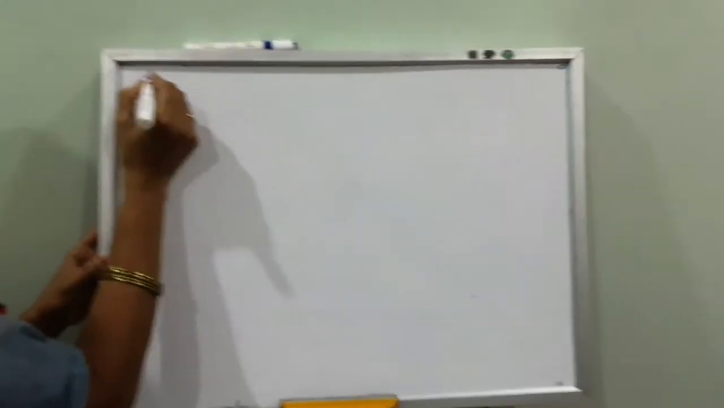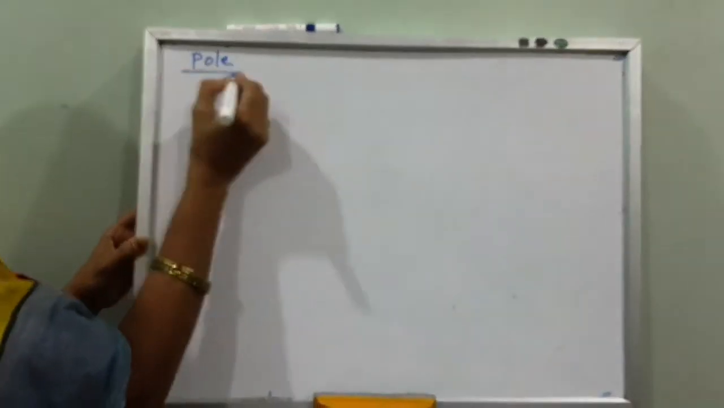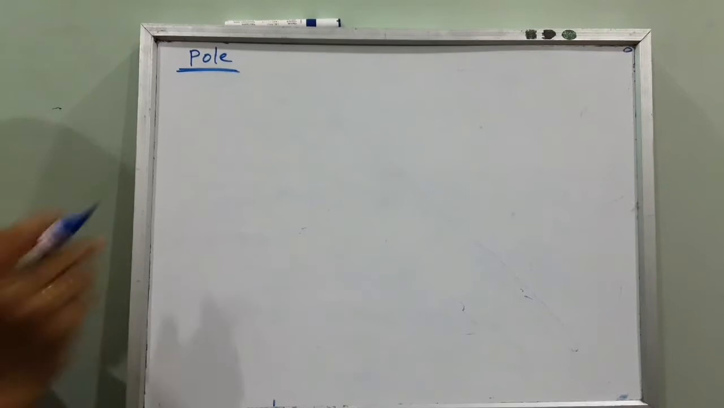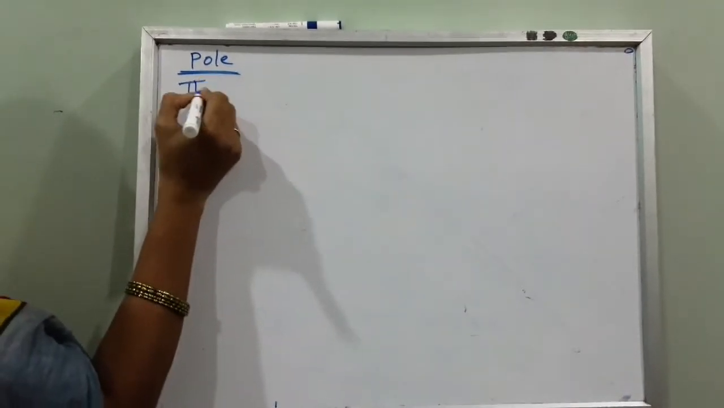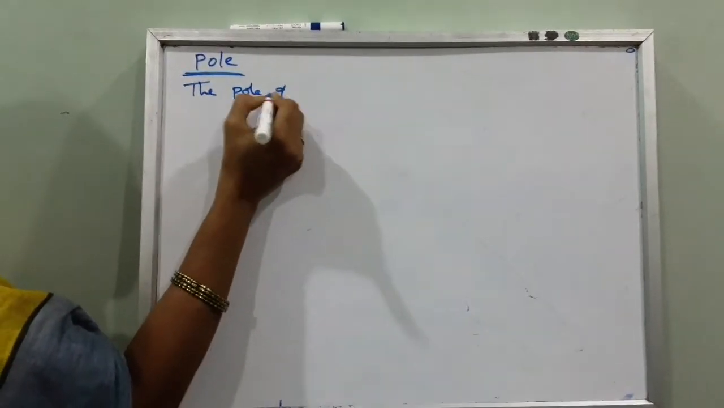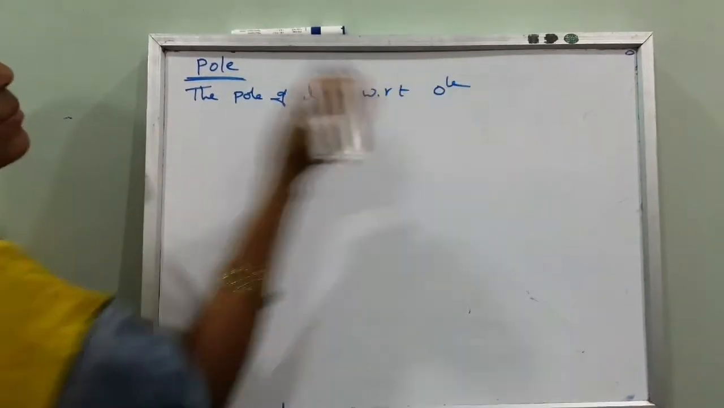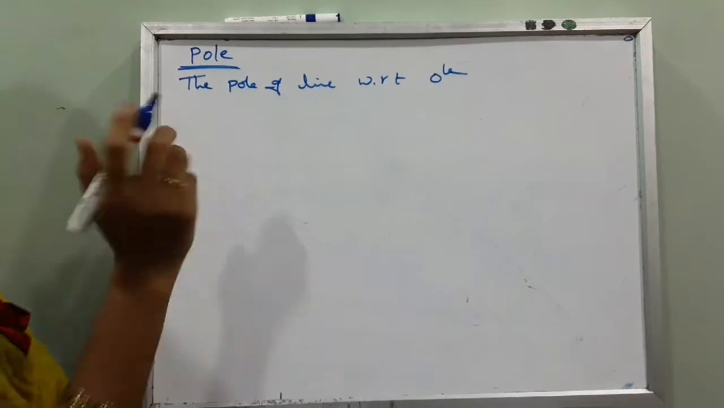So today's concept is pole. The pole of a line with respect to a circle.